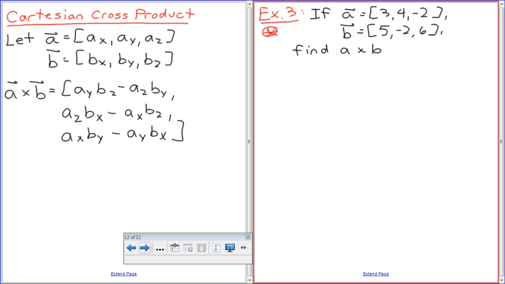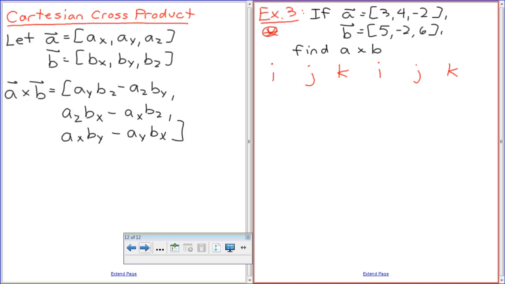So I'm going to show you how to do it with a mnemonic trick right now. What you're going to do is write I, J, K, I, J, K. Can someone remind me what I, J, and K are again? Those are the unit vectors.